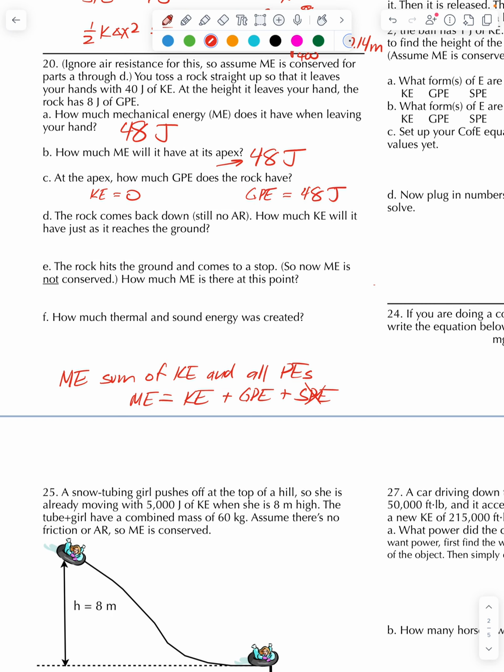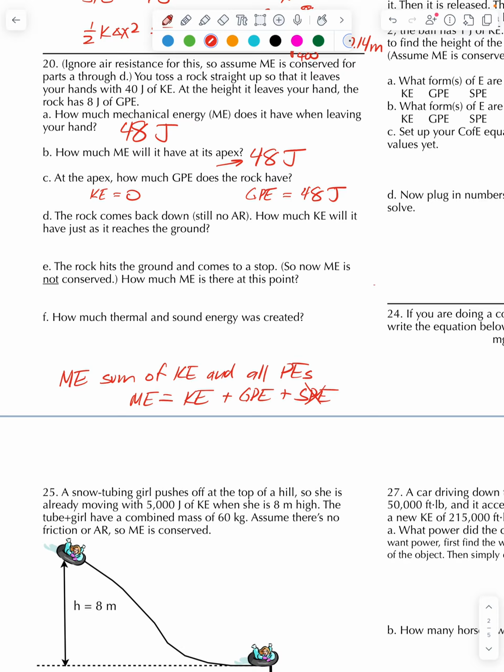So all that original Ke, those 40 joules of Ke that it had originally, turned into 40 joules of GPE that were added to the original 8 joules of GPE. So we have 48 joules of GPE at the apex.